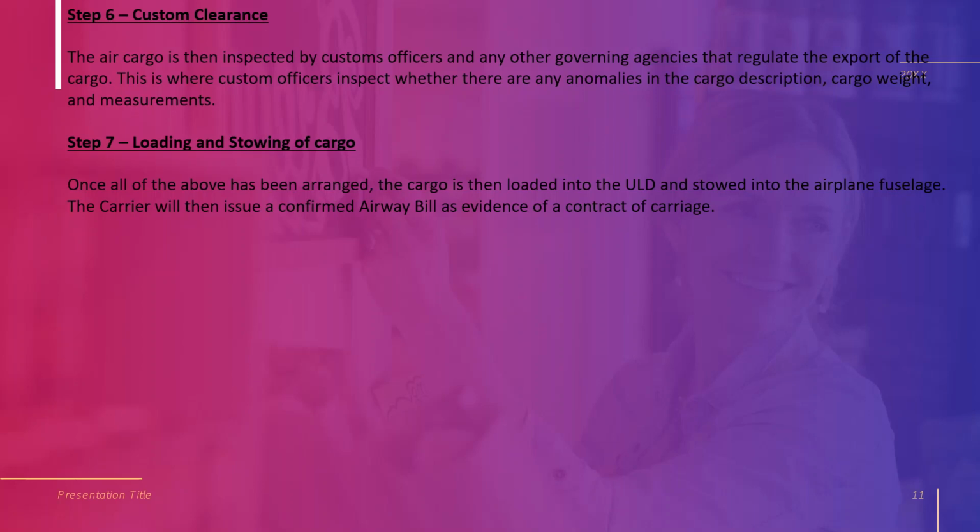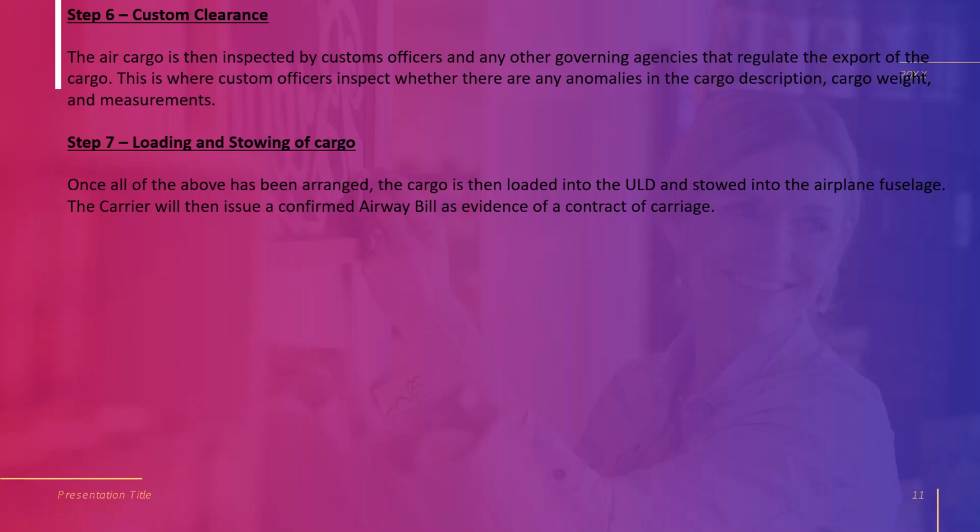We have to clear our shipment, meaning the product cargo, from customs. They will inspect the material, check what sort of material it is. They don't know what material it is, they just check the HS code. Okay, so this is coming under this category, and they will understand based on the HS code. This is where customs officers inspect whether there are any anomalies, any discrepancy. They will check. Okay, next up is loading and stowing of cargo.